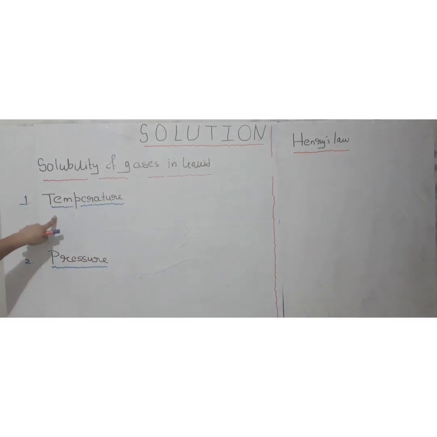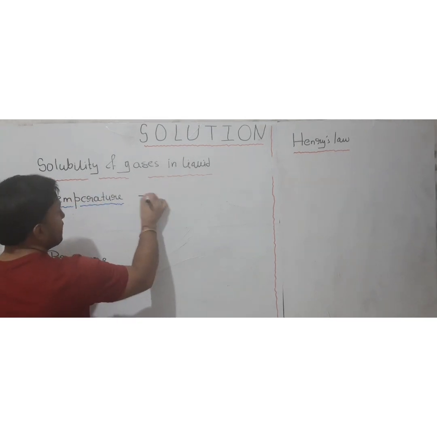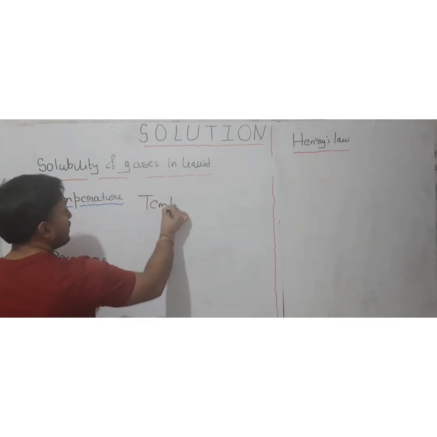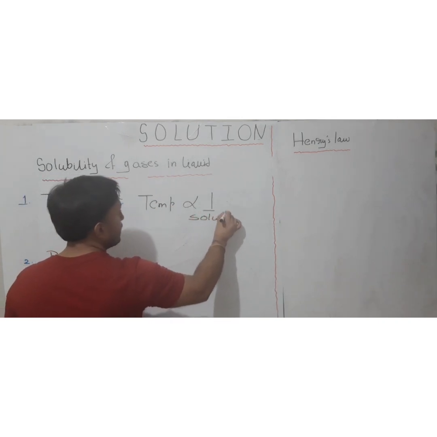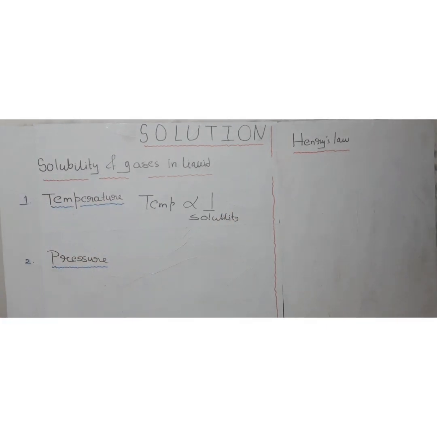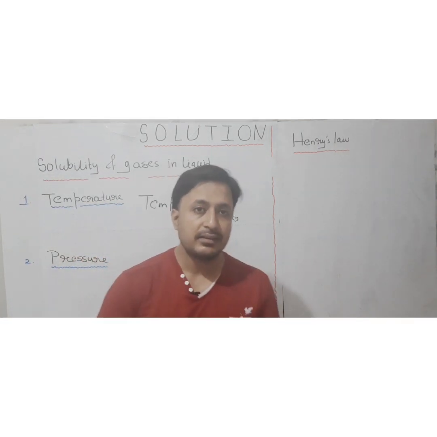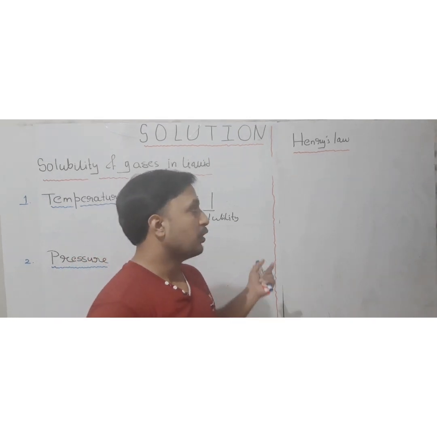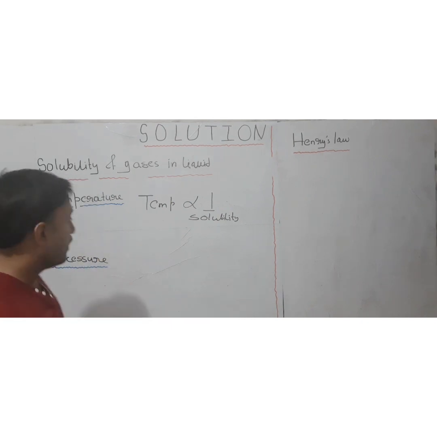So in this case, when we are talking about the solubility of gases in liquid, the temperature is going to be inversely proportional to the solubility. That is, if you increase the temperature, the solubility of gases in liquid is going to decrease. Then the second factor, that is pressure. Like we have already discussed in the previous case, pressure has no role to play when we are dissolving a solid in liquid, but here the pressure will play an important role. How?